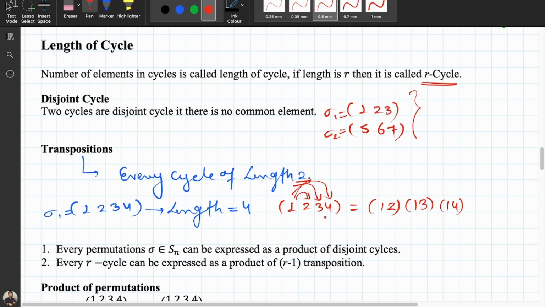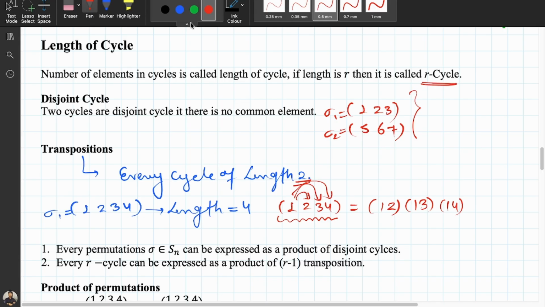Now you'll ask, sir, is it really equal to the product of these? Yes. Once we understand how to multiply two permutations, I will show you how these are equal. This is very important and you can easily prove it. I'll also show you how to multiply transpositions. So any cycle of any length, any permutation, we can express in terms of transpositions.